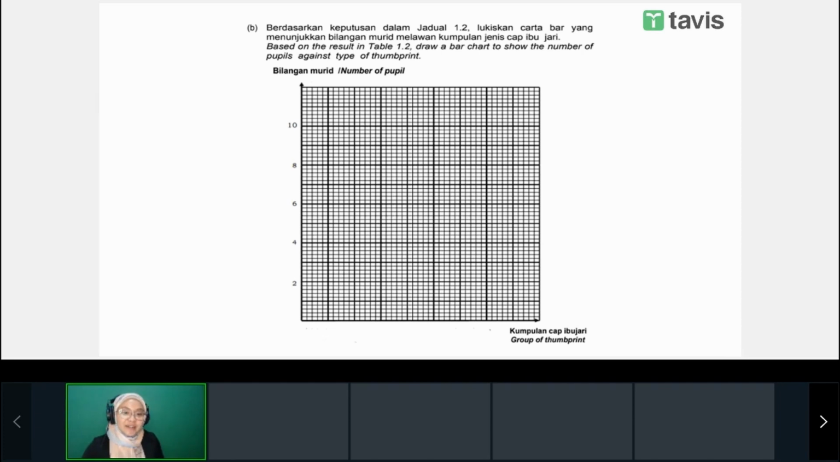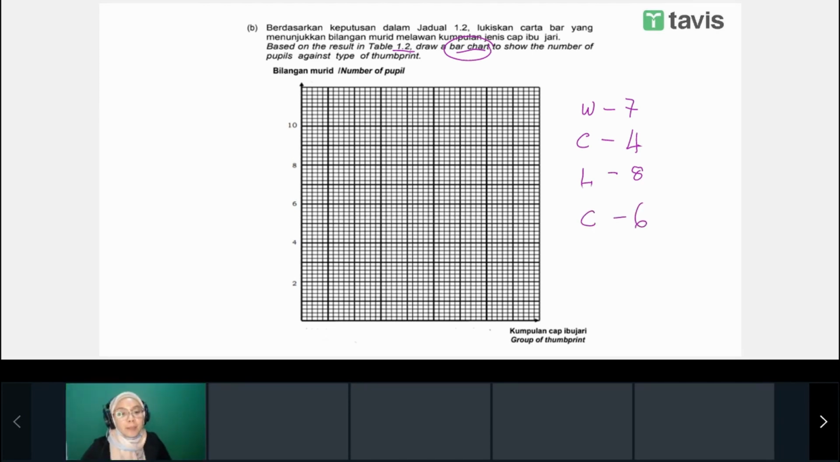Okay, the question is all about the graph now. Based on the result in table 1.2, draw a bar chart. They want you to draw a bar chart. I explained the difference between bar chart and histogram, right? So let's try to draw a bar chart. For the characteristic of the fingerprint, hole is 7, composite has 4, loops have 8, while curve has 6.